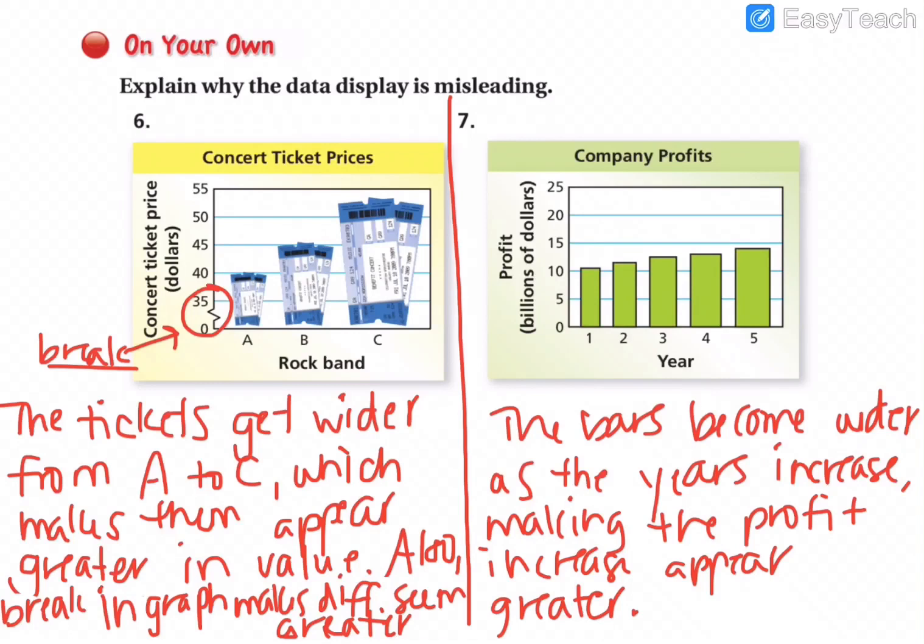Same thing with number 7, the bars are becoming wider, which would visually make somebody think that the profits are going to be bigger. So these are all scams that companies or advertisers are using to make people believe things that are not actually true.